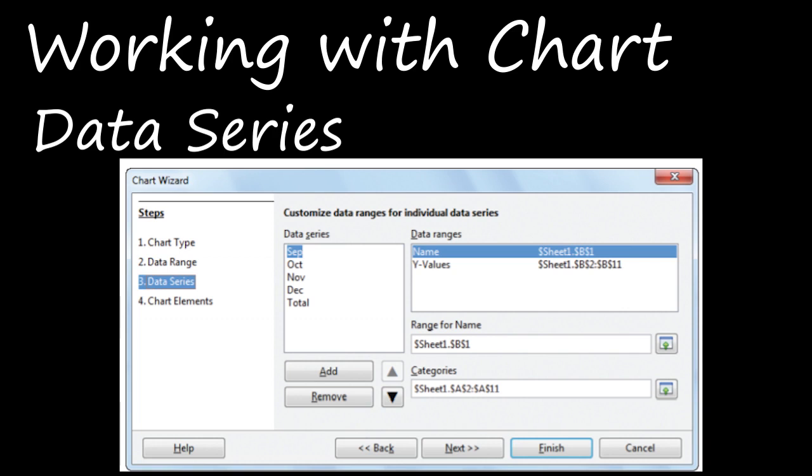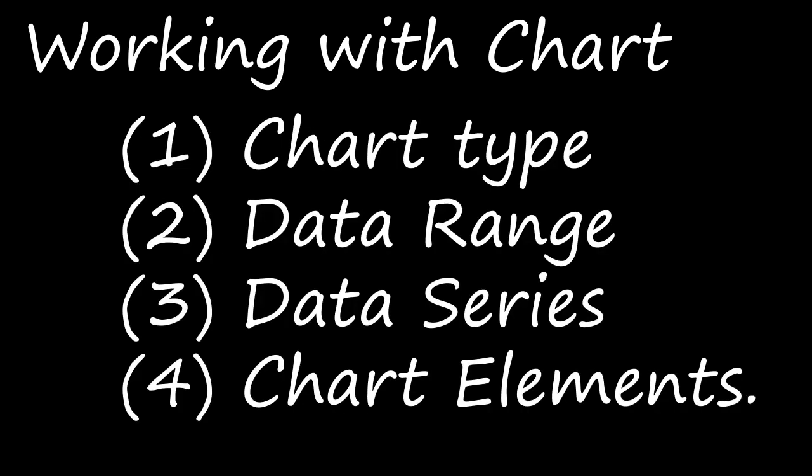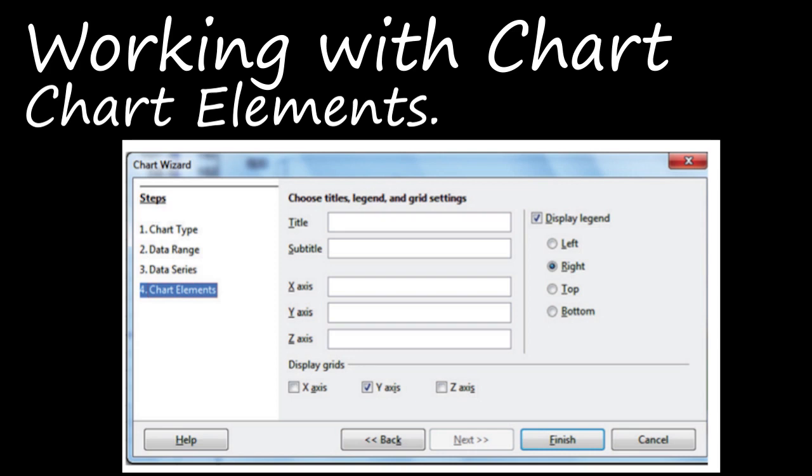And the next step is chart element. This is used to change the legends and titles. In the title box we can type the title for the chart and you can give a subtitle also in the subtitle box. For example, if a chart is showing the highest mark holder in your class, you can enter highest mark holder, and in the subtitle box you can give the class name, right? So this is the use of chart element.